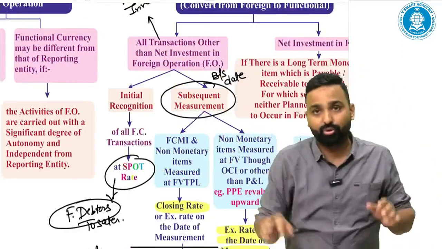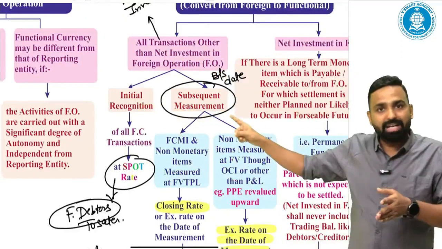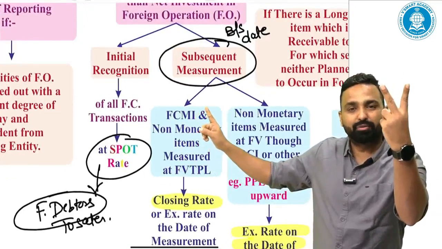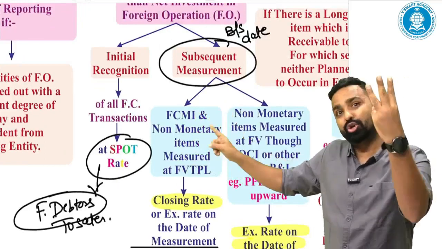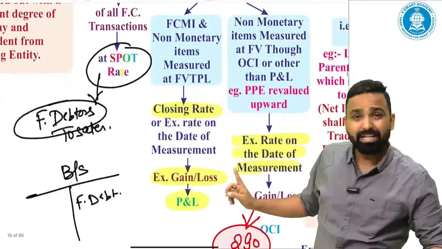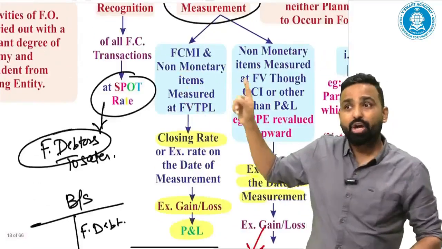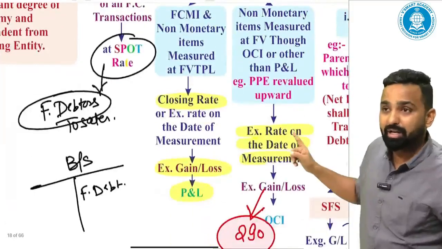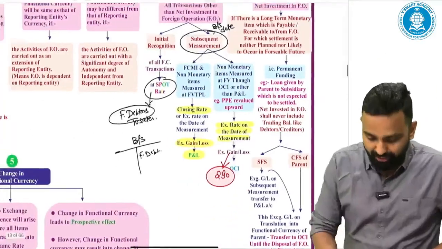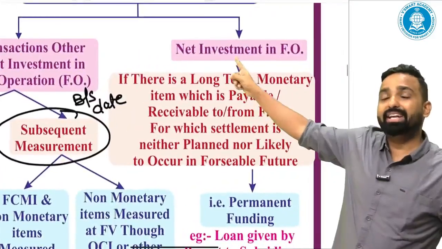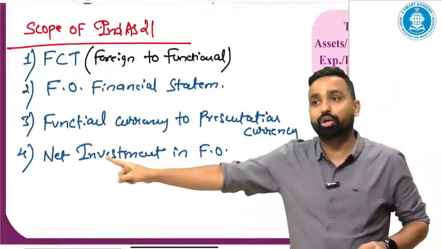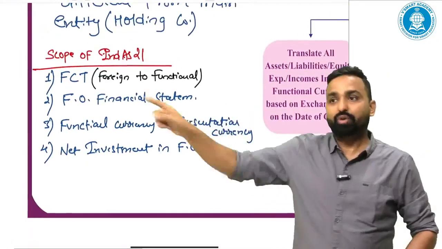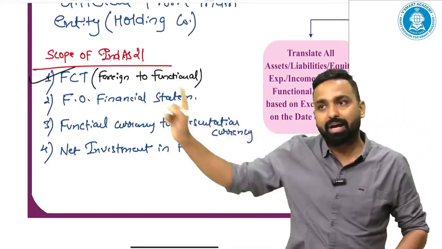Foreign currency transaction, what you need to do: initial recognition at the spot rate; on the balance sheet date, apply the closing rate on FCMI, non-monetary items measured at fair value through profit and loss, and non-monetary items measured at fair value through OCI. Now, after applying the closing rate, for the exchange difference: if there is an FCMI or a non-monetary item at FVTPL, transfer to P&L. For a non-monetary item at FVOCI, transfer the exchange difference to OCI. I hope it is clear. Now, what is net investment in foreign operation? I will discuss it later, in the last part. So this was technically your foreign currency monetary item. I hope you got the point.